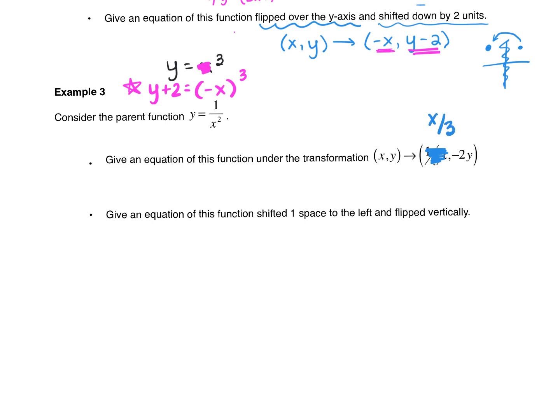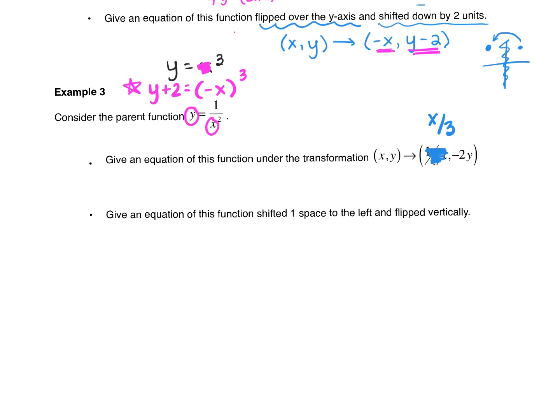Okay, and then negative 2y. My function is 1 over x squared. So I'm going to be focusing on how am I changing the y and how am I changing the x. And the rest of that equation, kind of the skeleton of that equation, is going to stay exactly the same. So when I see x divided by 3, my brain is saying, okay, I need to multiply by 3, right? And I need to take this x and multiply it by 3.